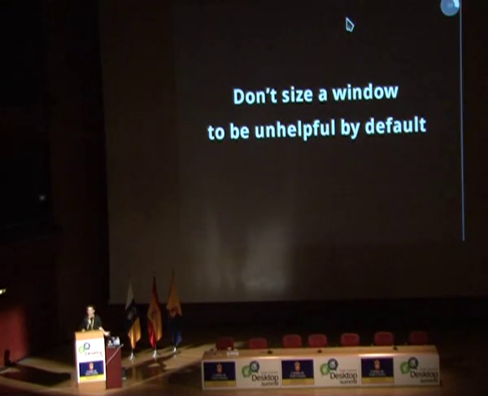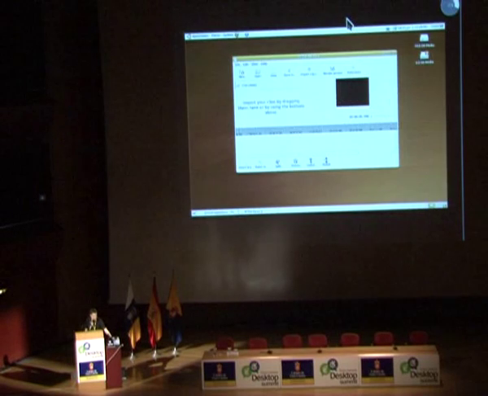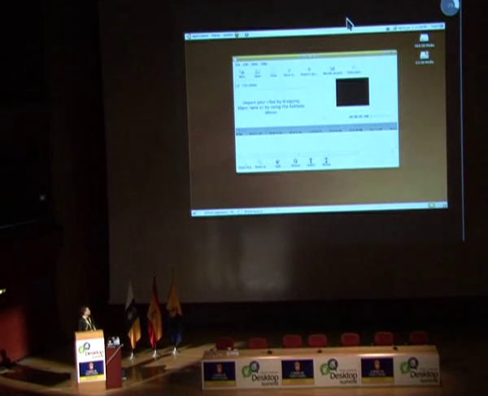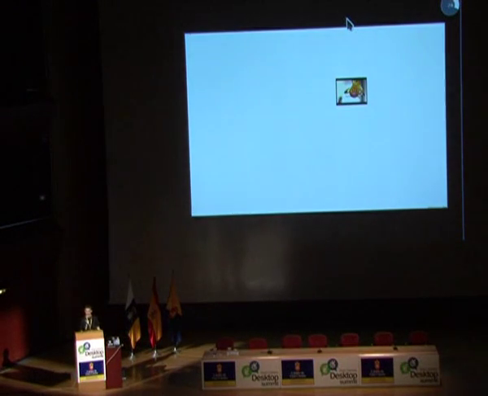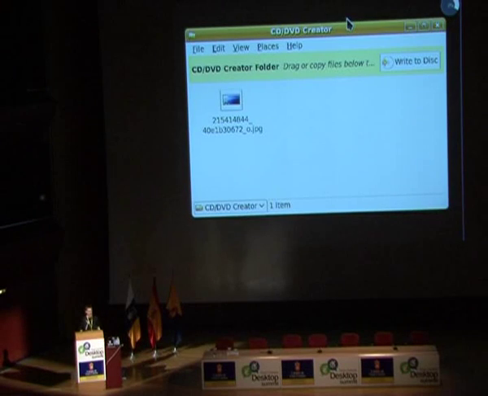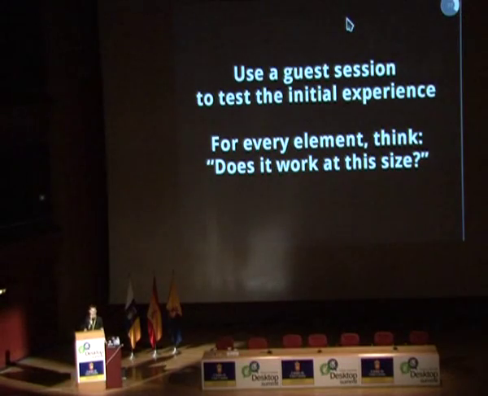Number 3, don't size a window to be unhelpful by default. This is Pitivi when you start it up for the first time, on a 1024 by 768 screen, and this is the amount of space they've devoted to showing the video. Not really very helpful. Again, the CD/DVD creator. It's got some nice instructions there, but you can only read part of them. Again, use a guest session to start up as if it started up for the first time. And for every element on the screen, think, does it make sense at this size?